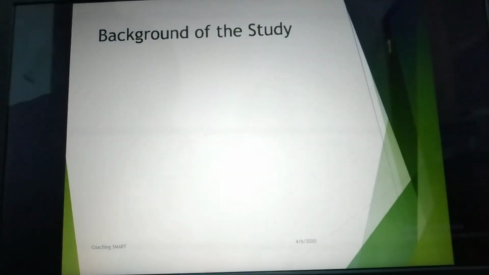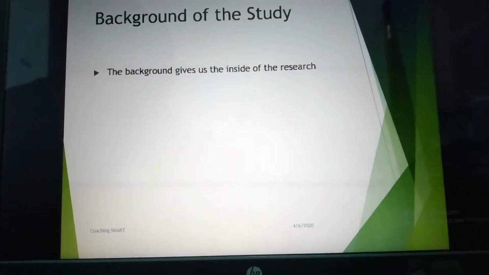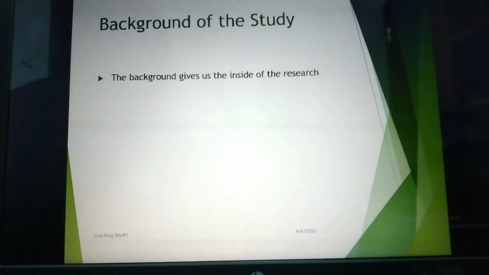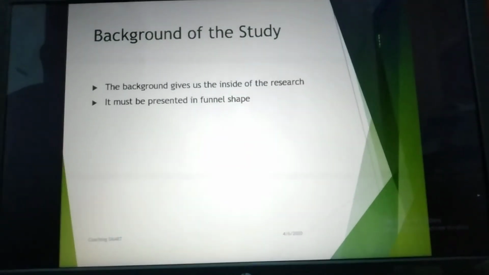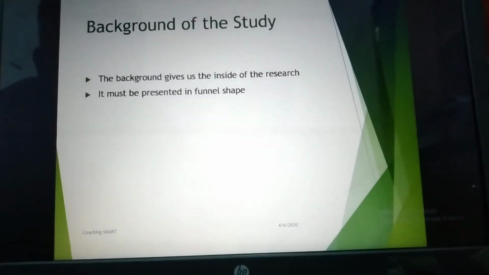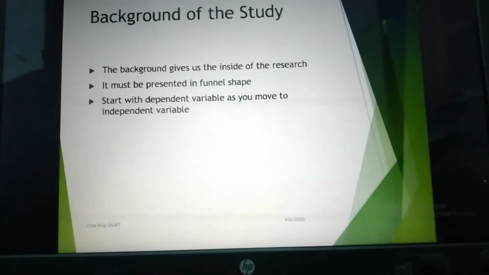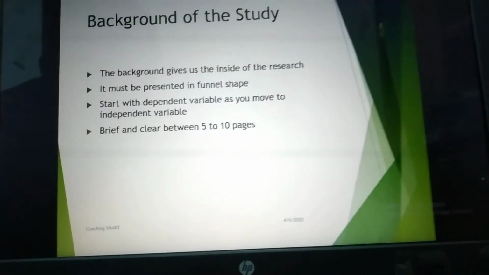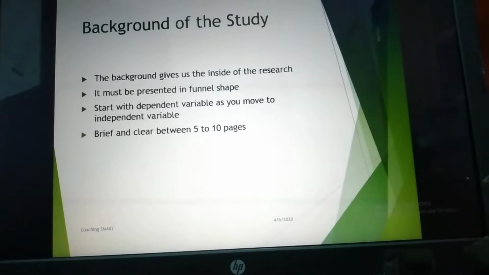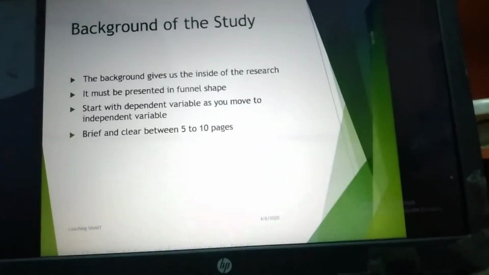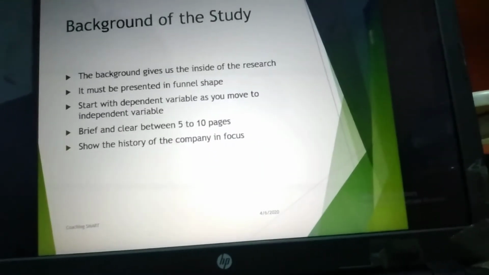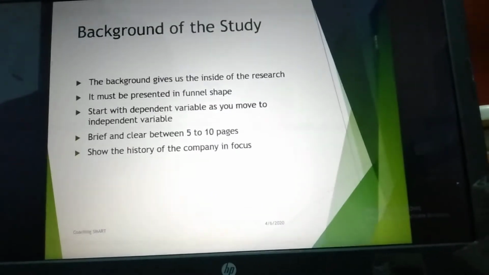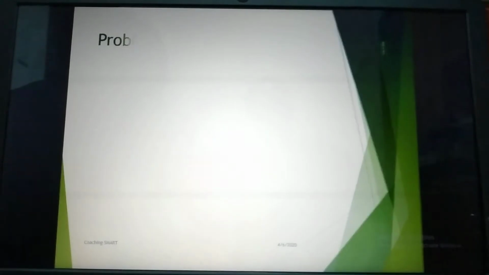Background of the study. The background of the study gives us the insight of the research. It must be presented in a funnel shape, as we have said. Start with the dependent variable as you move to the independent variable, brief and clear between 5 to 10 pages. Show the history of the company in focus. That gives us all about the background of the study.